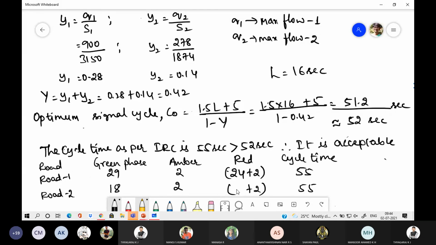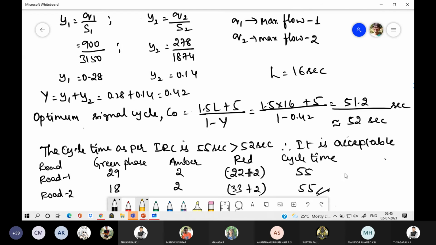Here 55. Check it. We should get 22 here. 22, sir? 22 or 20? Yes, it is 22. How much here? 55 minus 18 minus 2. How much are we going to get?